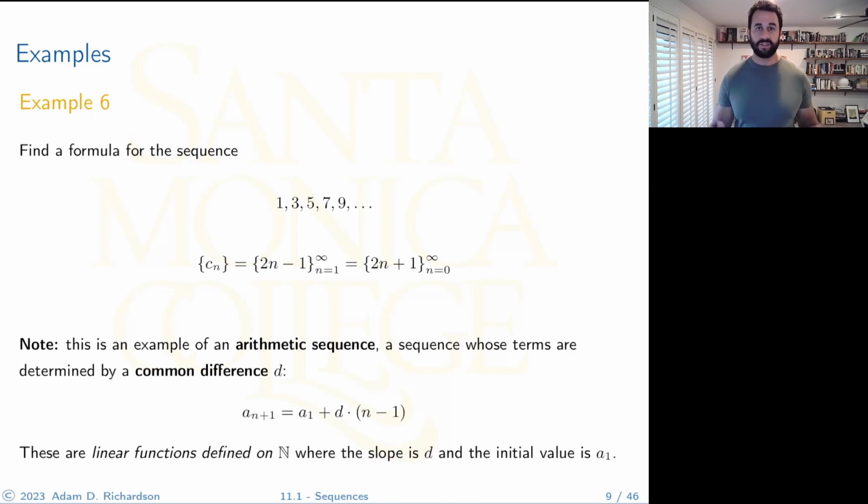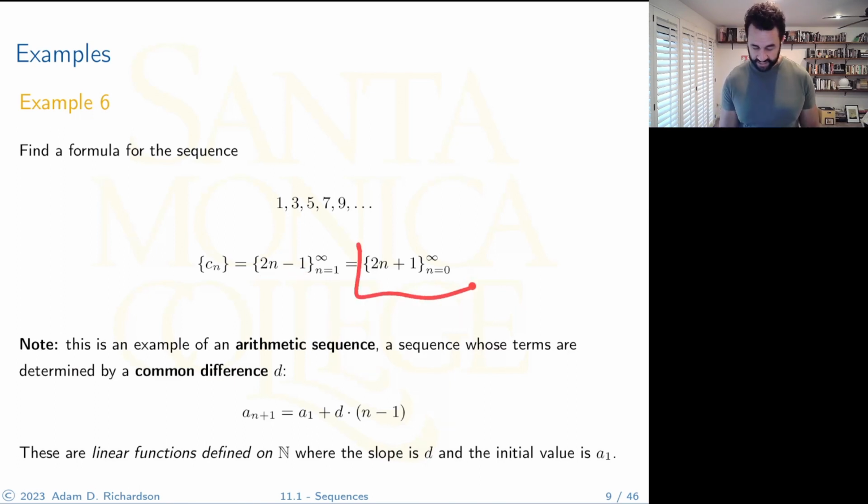So there's a bunch of ways to write these things, but one way to write it is this: 2 times n minus 1, starting at n equals 1. And again, you can check that. If you plug in 1, you get 2 minus 1, which is 1, check. If I plug in 2, I get 2 times 2, which is 4, minus 1, which is 3, check, and so on and so on.